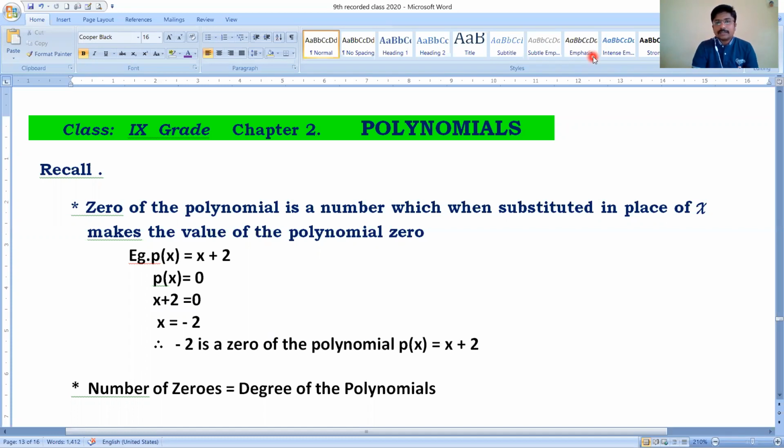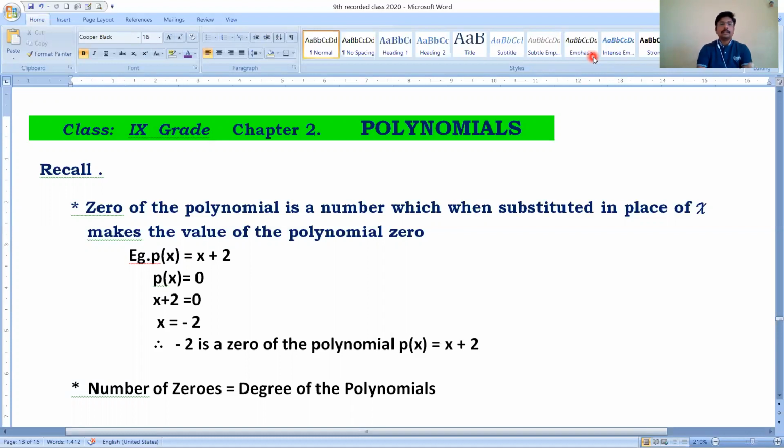In the previous class we discussed the zeros of a polynomial. Let us recall it. A zero of the polynomial is a number which, when substituted in place of x, makes the value of the polynomial 0. Yesterday we considered p(c) = 0. Here c is the zero of the polynomial. If you substitute it in place of x, the value of the polynomial will become 0.